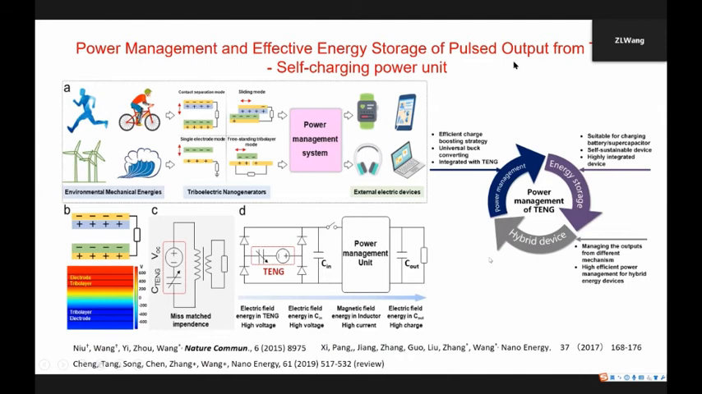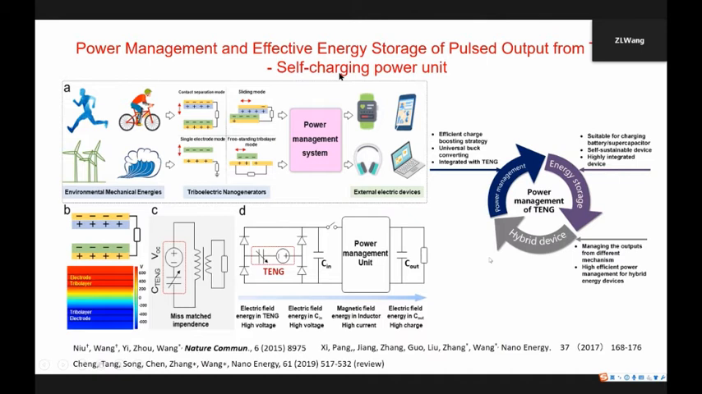Many people work on energy storage, but for our system it's different because the energy from the environment is variable. It's faster or slower, the frequency is variable, the amplitude is variable. Through our TENG, we can make it into power, but it's pulse power. So we go through a power management unit, then through a storage unit for regulated application here. So we call it a self-charging power unit.